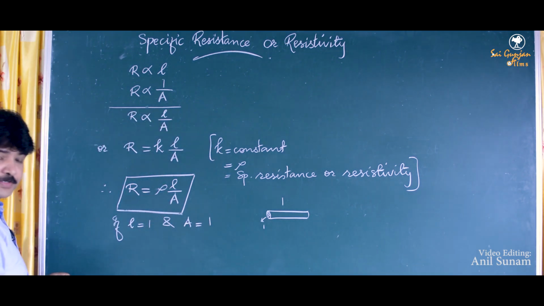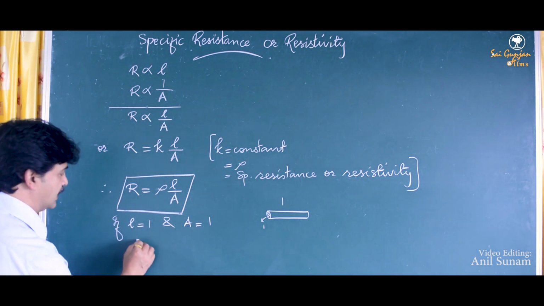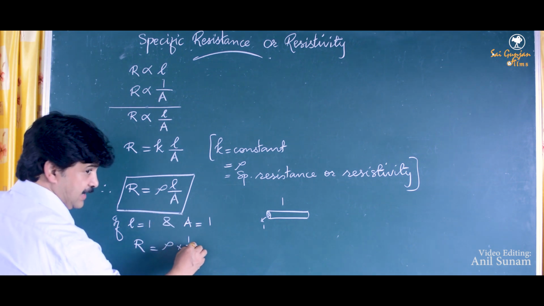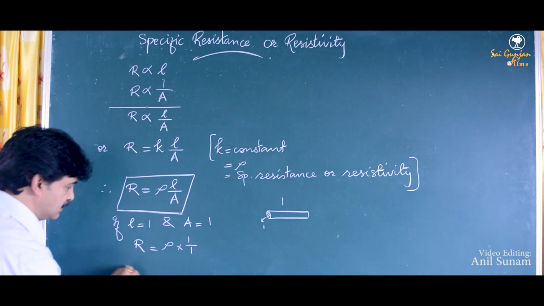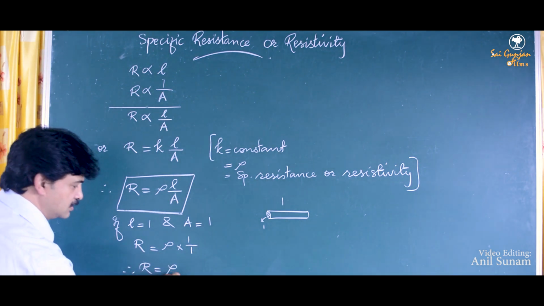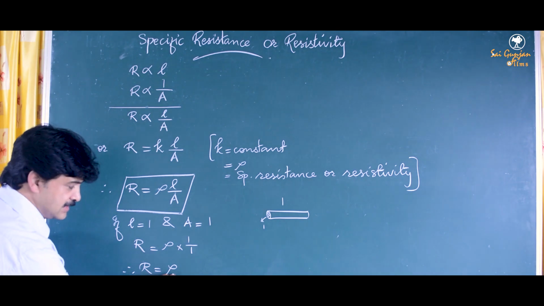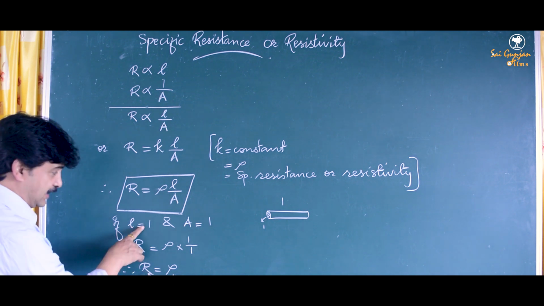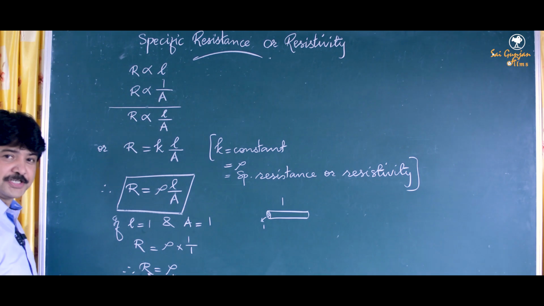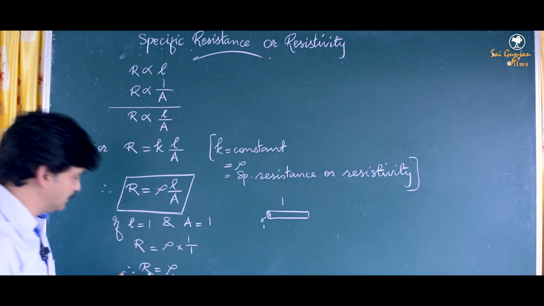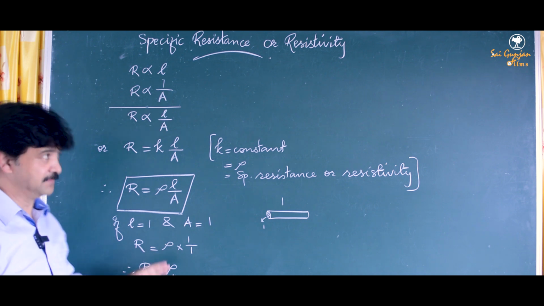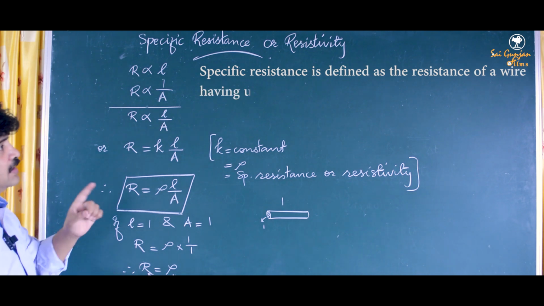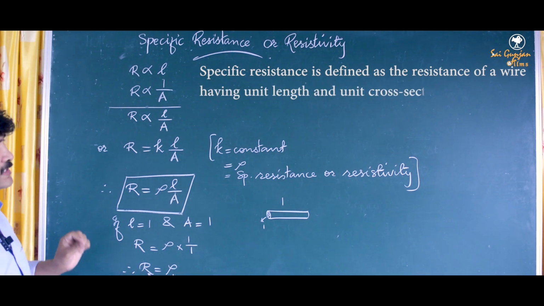So in that case, let's see what we get. R is now equal to rho, the value of L is 1, the value of A is also 1. So when you multiply, R equals rho. So what is then specific resistance? Specific resistance is the resistance of the wire having unit length and unit cross-sectional area. And that's how we define specific resistance or resistivity.